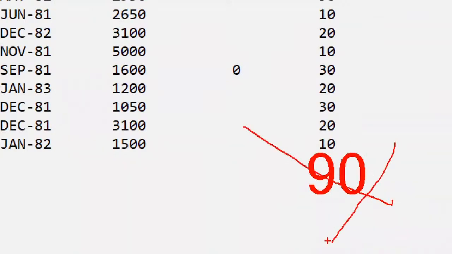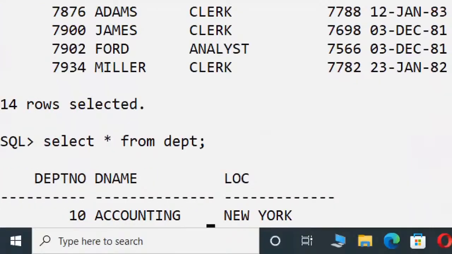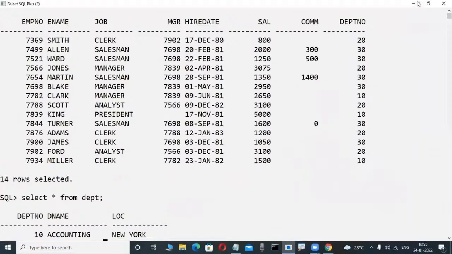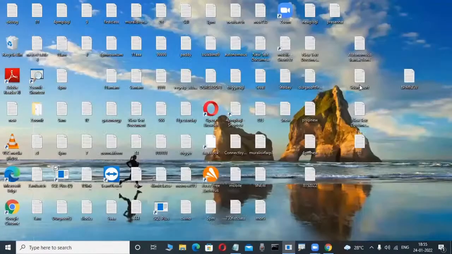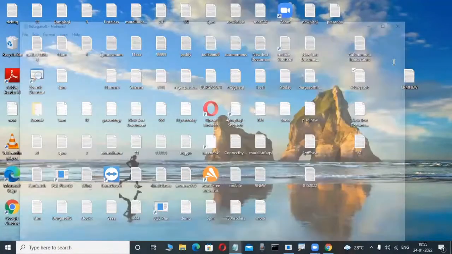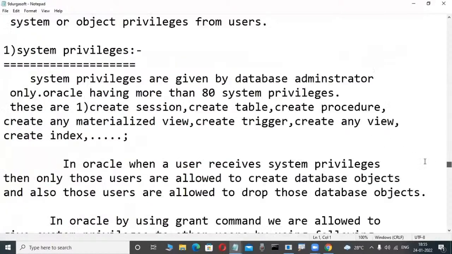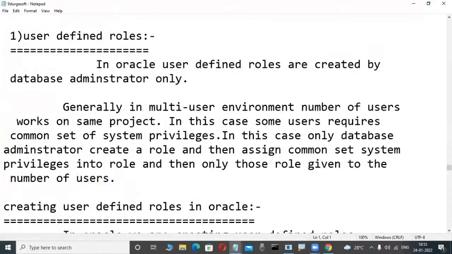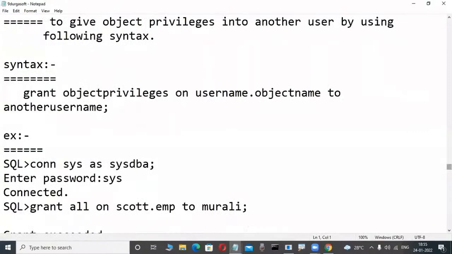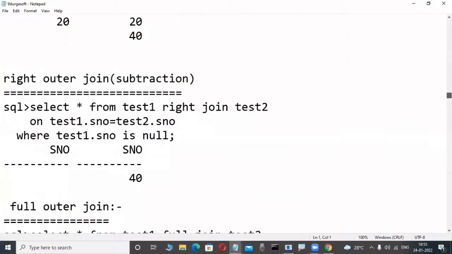Because this 90 is not available in the master table. Like this, so many rules are there, most powerful. Those are all the things you are learning in our courses in the future. These are big, big rules. This is a demo class, so I'm telling only roughly and fast.